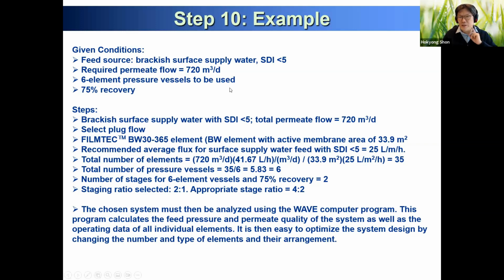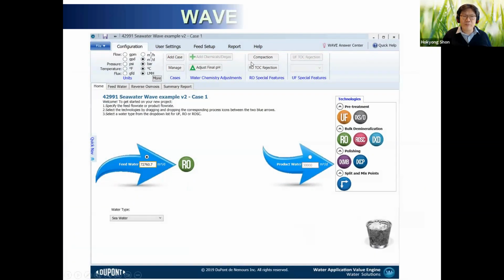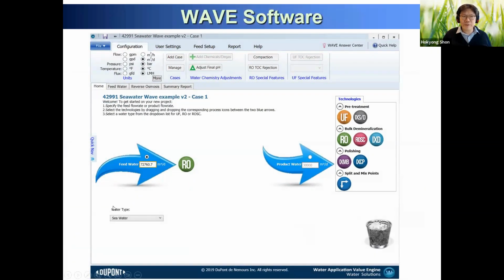Also, you want to see the overall fouling issues, the water quality issues and the permeate quality. So you want to see detail. In this case, you have to go to the next step, which is the WAVE computer program. So this is the WAVE computer program. When you install your software, you will see this kind of first screen of your WAVE software.